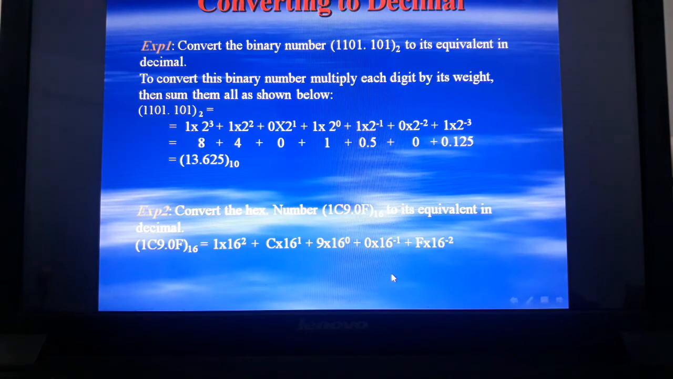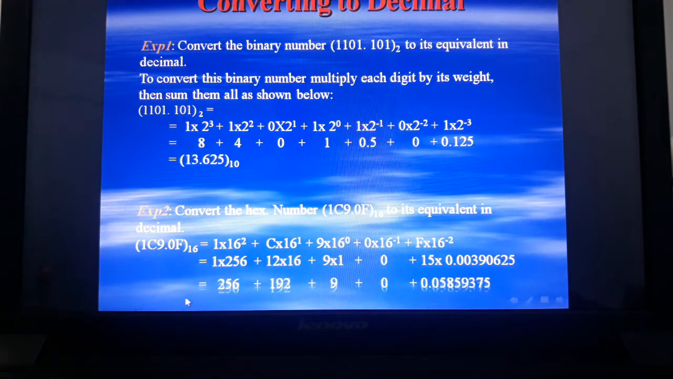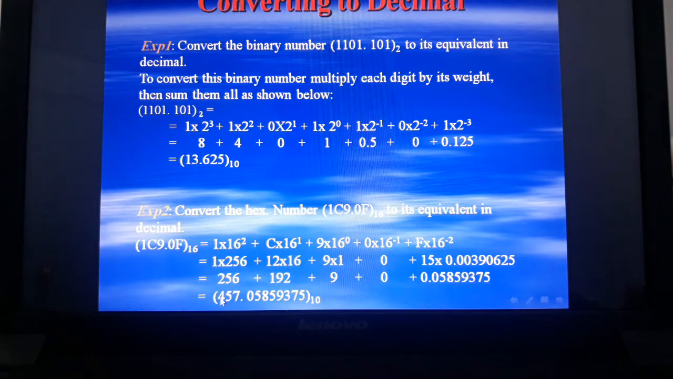multiplied by its weight. We have to remember that the C alphabetical digit in hexadecimal has a value of 12, and the F has a value of 15. Finally, we sum all these numbers to find the equivalent decimal number to the 1C9.0F.